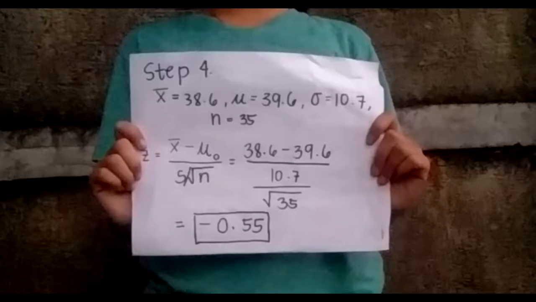Step 4. Compute for the z or t value. Since we are using the z-test, our formula would be sample mean minus population mean over standard deviation divided by the square root of n. Substitute, it would be 38.6 minus 39.6 over 10.7 divided by the square root of 35, and it will give us the answer of negative 0.55. Therefore, our z-test value is negative 0.55.